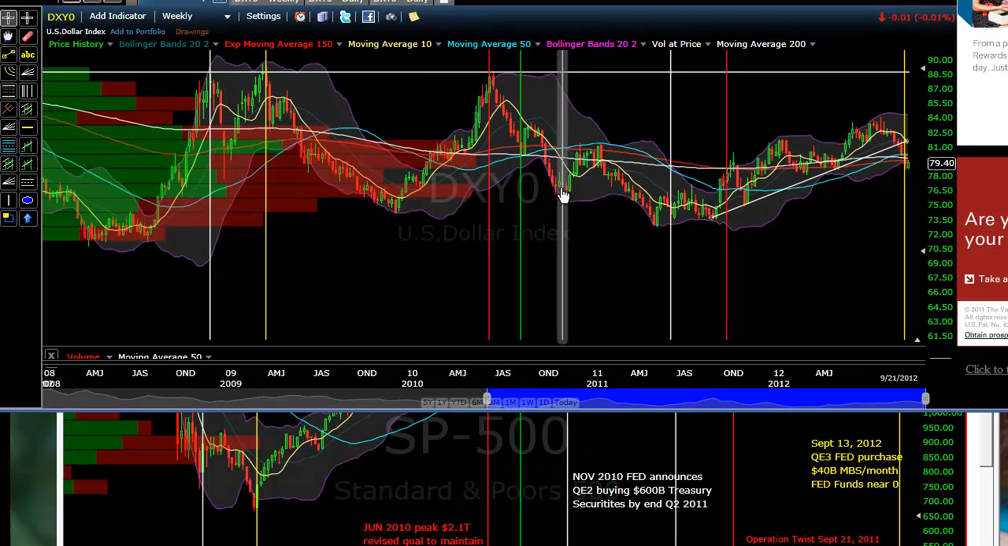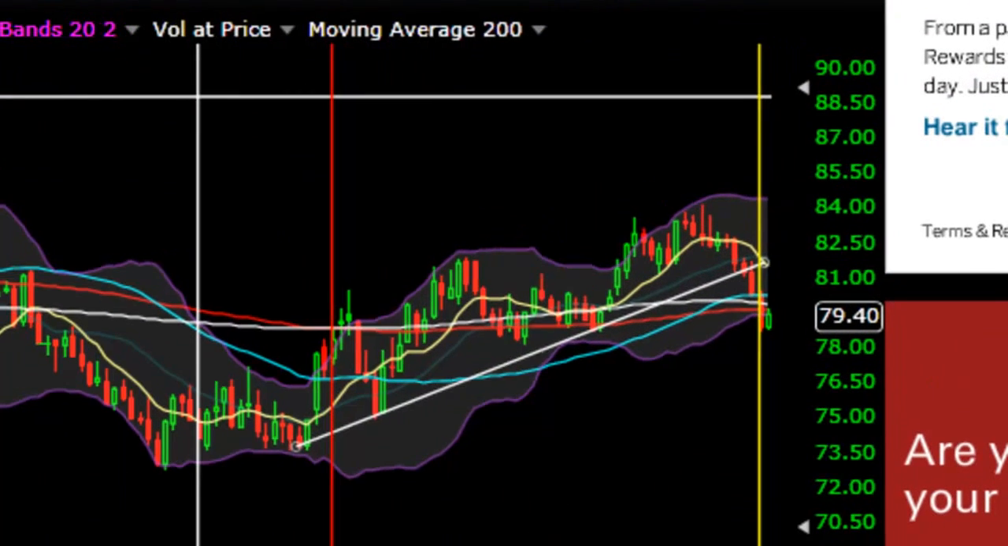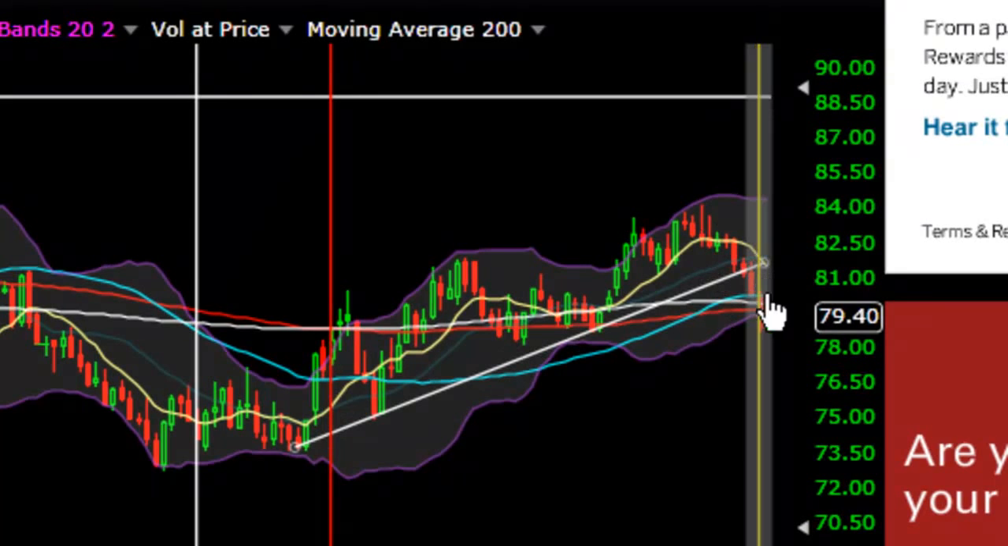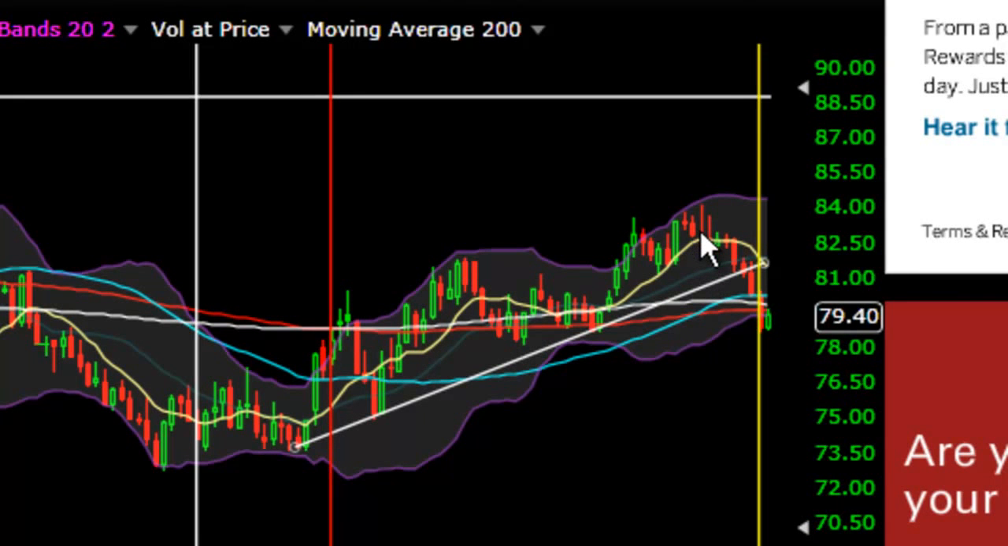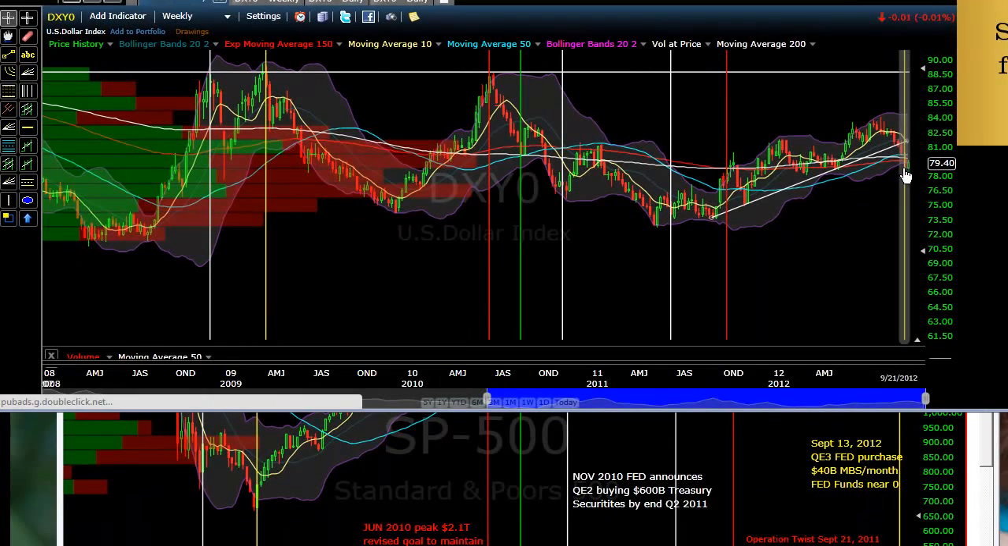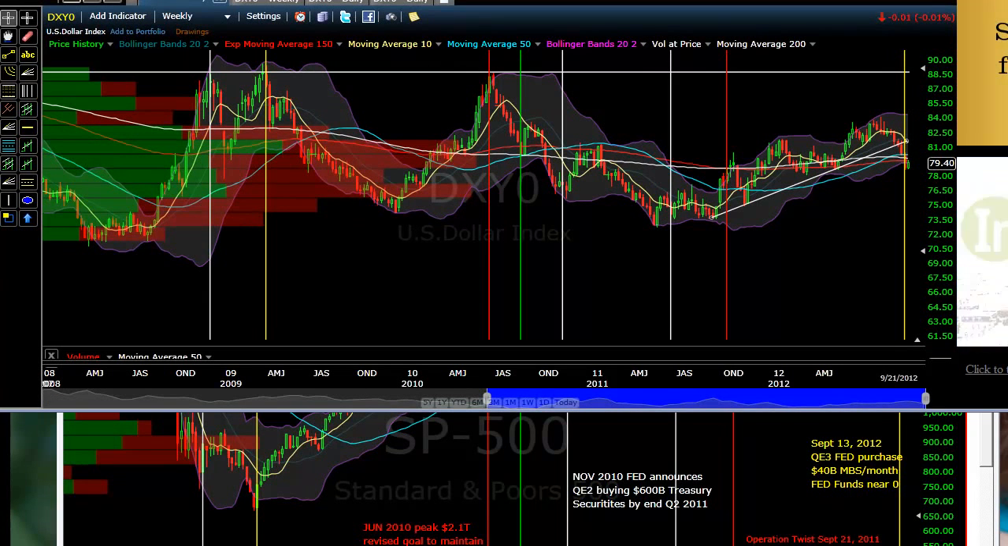When QE1 was increased because the economy wasn't robust enough, we had a resumption of that trend lower on the dollar. Then QE2 started. We rallied up somewhat and then we dropped off again. Operation Twist, this is the red line. We rallied pretty much during that period into July, August before we started to roll over. Some people speculate that the Fed was already printing during this period of time where we dropped off on the dollar. I don't know for sure, but that's what I've read.